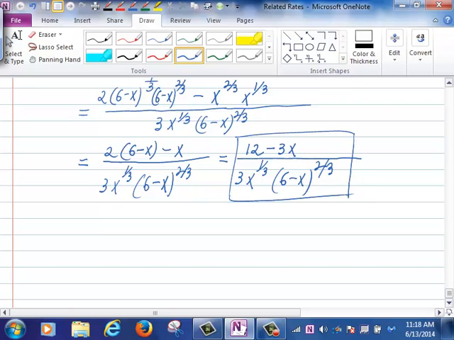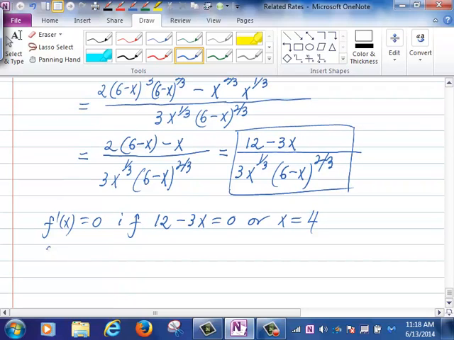Now I have to find where the derivative is 0. Well, I don't have to do much work. Where is the derivative 0? f prime of x is 0 if what? If the numerator is 0, right? And the numerator is 0 when 12 minus 3x is 0, or it means that x is 4, right? x is 4.